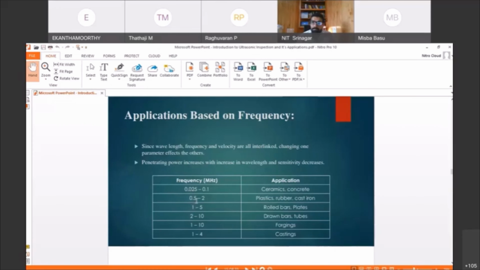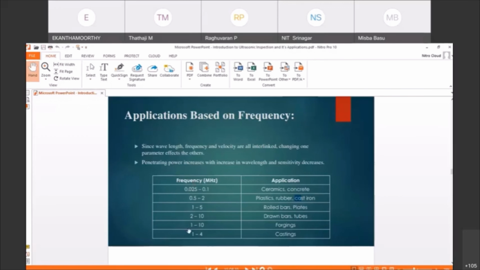So 0.1 to 2 megahertz will be used for plastic, rubber and cast irons. In cast irons we have coarse grains. Coarse grains always lead to more attenuation and more scattering, so we have to use lower frequencies. Generally 1 to 5 megahertz is used in steel sectors, like for inspecting rolled bars or plates. So it depends on the thickness.